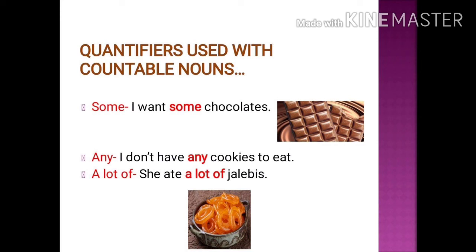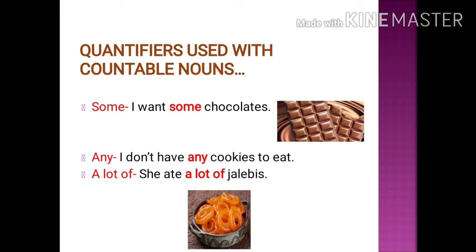I want some chocolates. I'm not particular about the number, but I'm speaking about the quantity. I want some chocolates. Some denotes quantity and it should be used with a countable noun. Chocolates is a countable noun. Look at the next example.